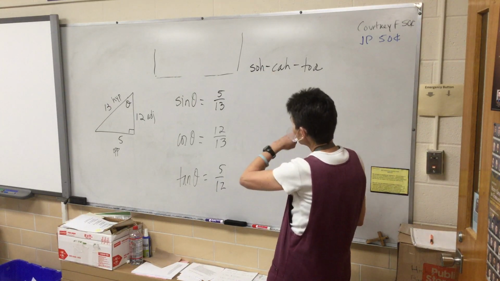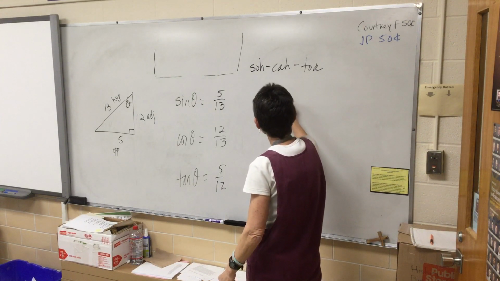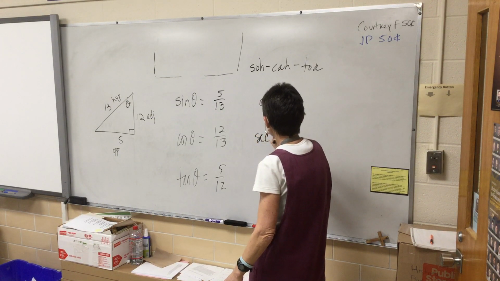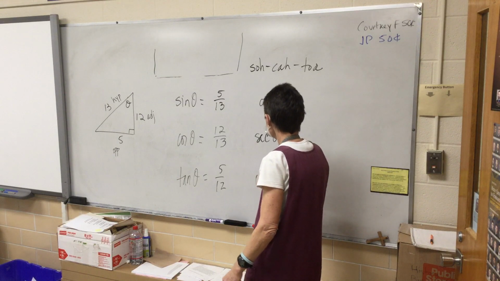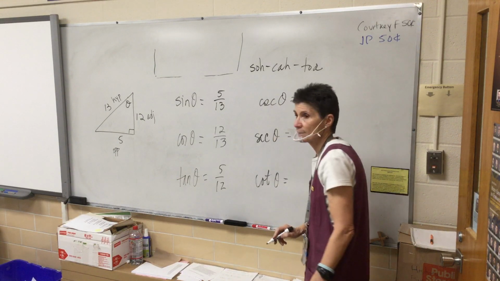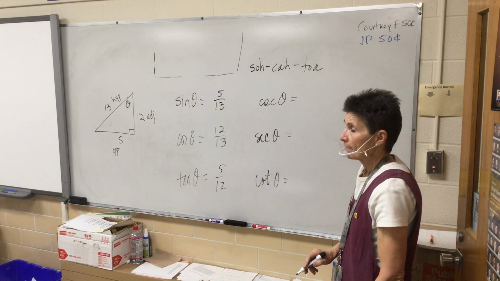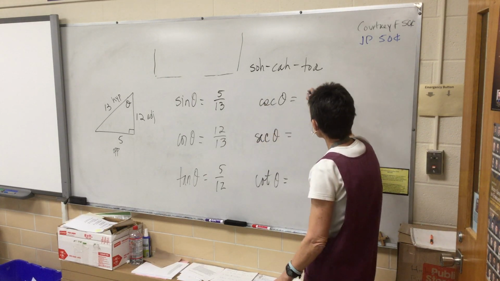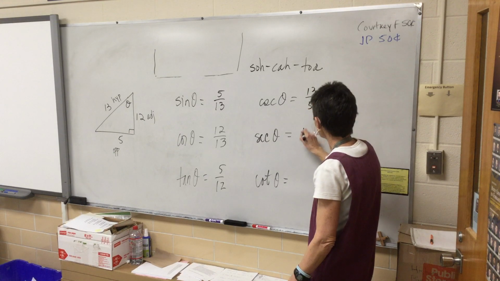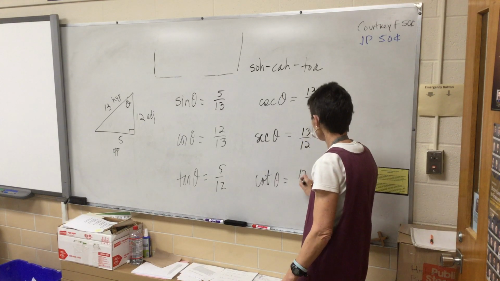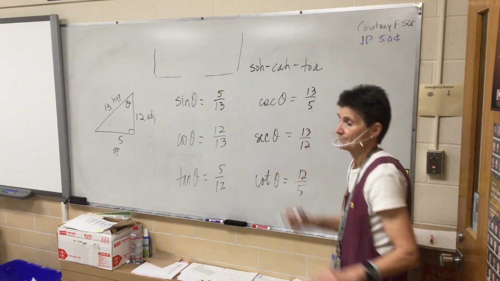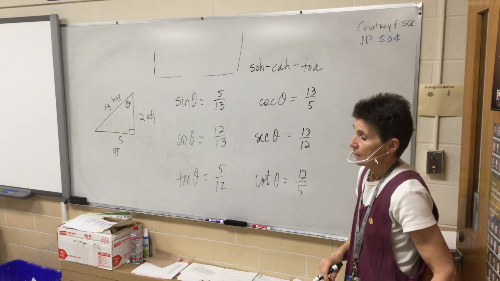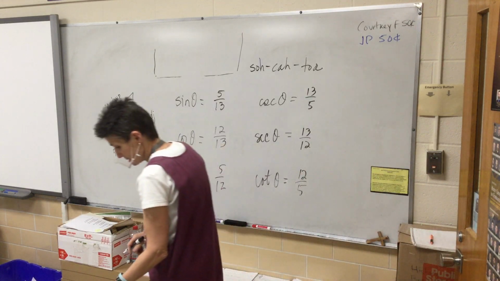So now that we've done that one, now we can do the reciprocals. Remember, sine, cosecant. Cosine, secant. Tan, cotan. These are just the reciprocals of these. So this is 13/5, 13/12, and 12/5. Done. Easy, easy, easy.